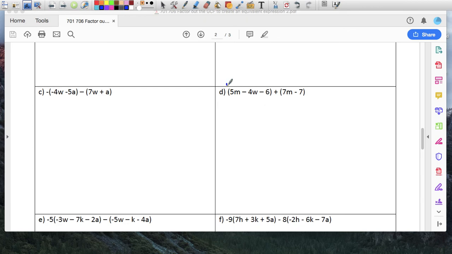There's a 1 here, right? 1 times 5 is 5m. Positive times a negative is negative, and 1 times negative 6 is negative 6. So they come out exactly the same. Plus 1 times 7 is plus 7m. Positive times a negative is going to be negative 7. Combine some terms here. 5m plus 7m.